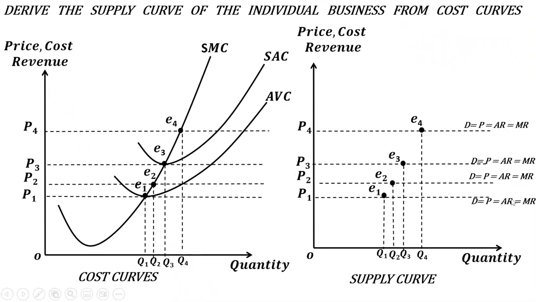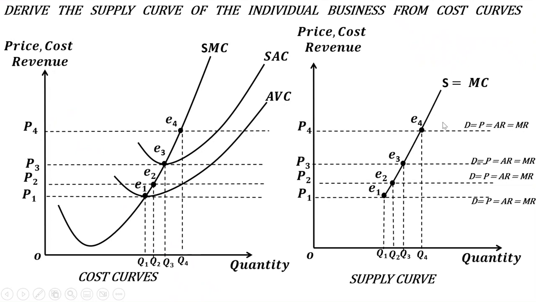Now let's move over to the supply curve. When we join all the dots on the supply curve, there you can see, if we join the dots, it plots the supply curve for the individual business. Now, the supply curve is equal to the marginal cost curve. The firm's supply curve is the rising part of the marginal cost curve. Can you see there? It looks the same as the marginal cost curve.